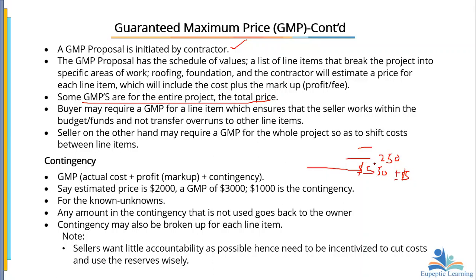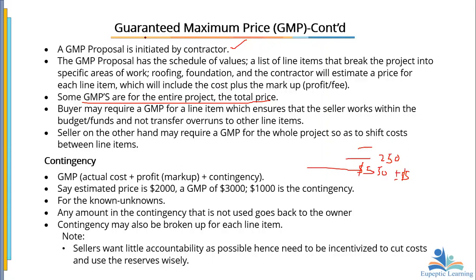Do you get it? So typically, this is how the seller would want to. That is why we are saying that it is always proposed by the contractor. Then the ceiling price is proposed by the buyer to be on the safer side. So the buyer may require a GMP for a line item which ensures that the seller works within the budget or fund and does not transfer overruns to other items. So this is what the buyer will do to ensure that this person does not transfer the excesses to other items, because in that case, it may affect the quality of work that is going to be done here. The seller, on the other hand, may require a GMP for the whole project, like I said, so as to shift cost between the line items.